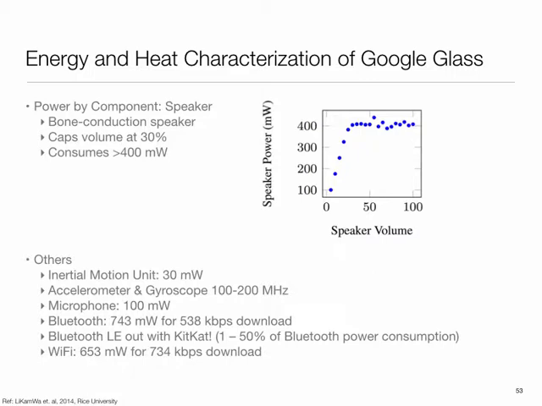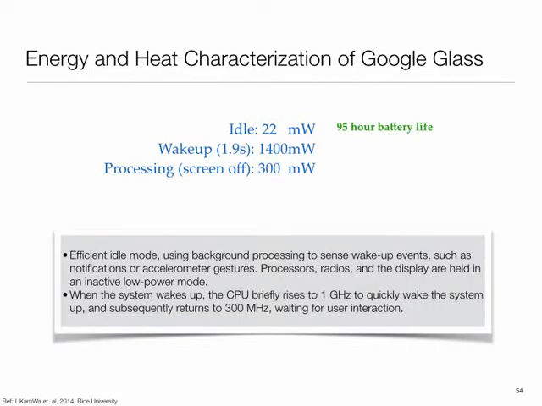The other power consumption units: it has an inertial motion unit, so gyroscopes and accelerometers. There's a microphone, there's a Bluetooth radio, there's Bluetooth LE, and then finally there is Wi-Fi, which is another 600 milliwatts. So all of these are significant components as you add them up. Depending upon how you are using it, as you might imagine, there is a significant variation in the power consumption that you're going to see.